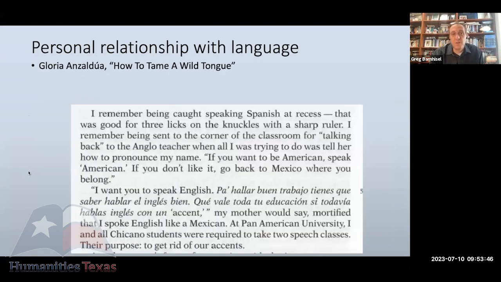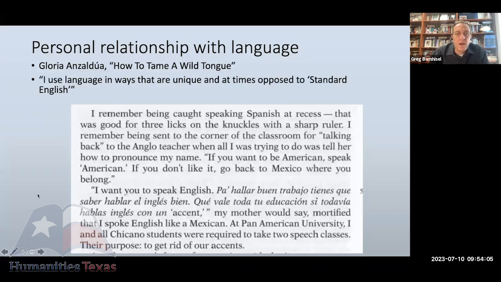We've talked about this one as well, Gloria Anzaldua's How to Tame a Wild Tongue, which is about one's personal relationship with language. And this is especially about being bilingual and code switching. Anzaldua, and many of you know her, is a South Texas writer, and she would code switch back and forth between English and Spanish. I use language in ways that are unique and at times opposed to standard English. I would imagine that for many of you, this is a topic that is of great interest and relevance to your students.